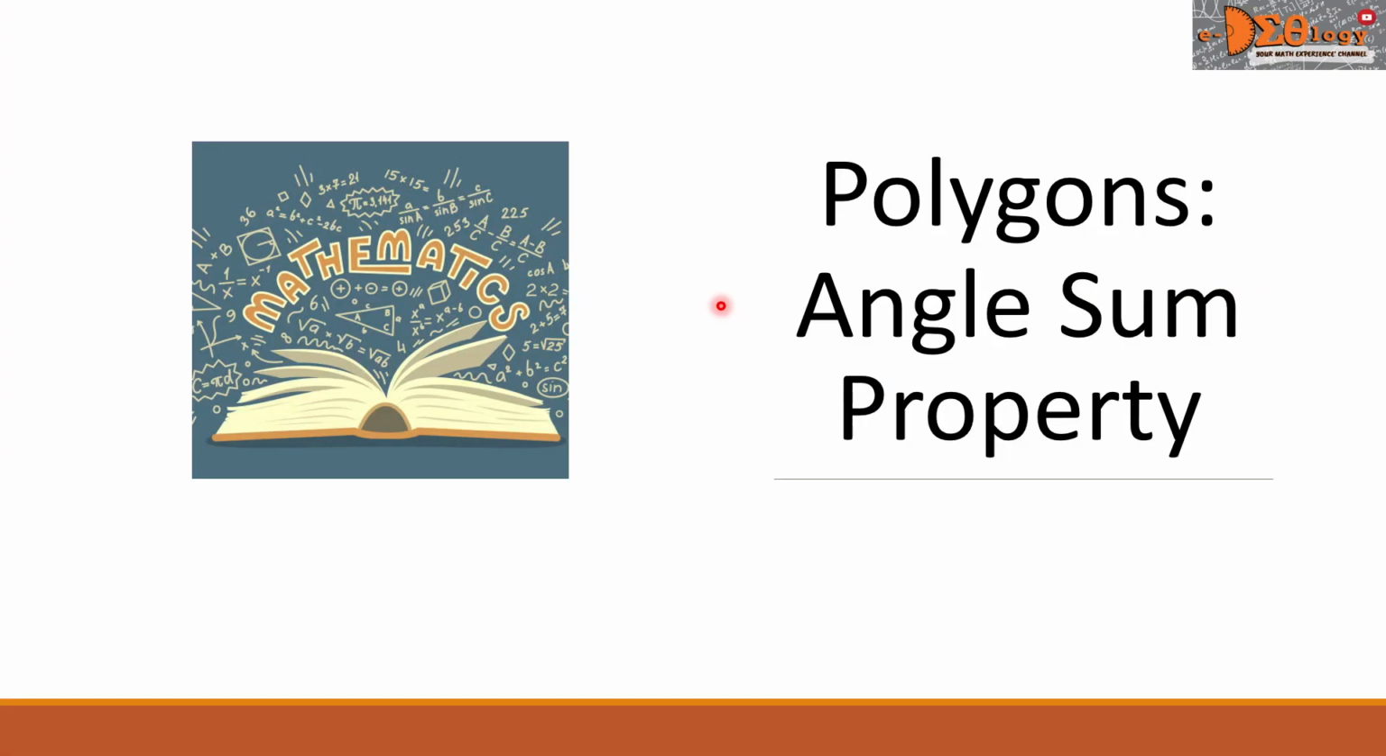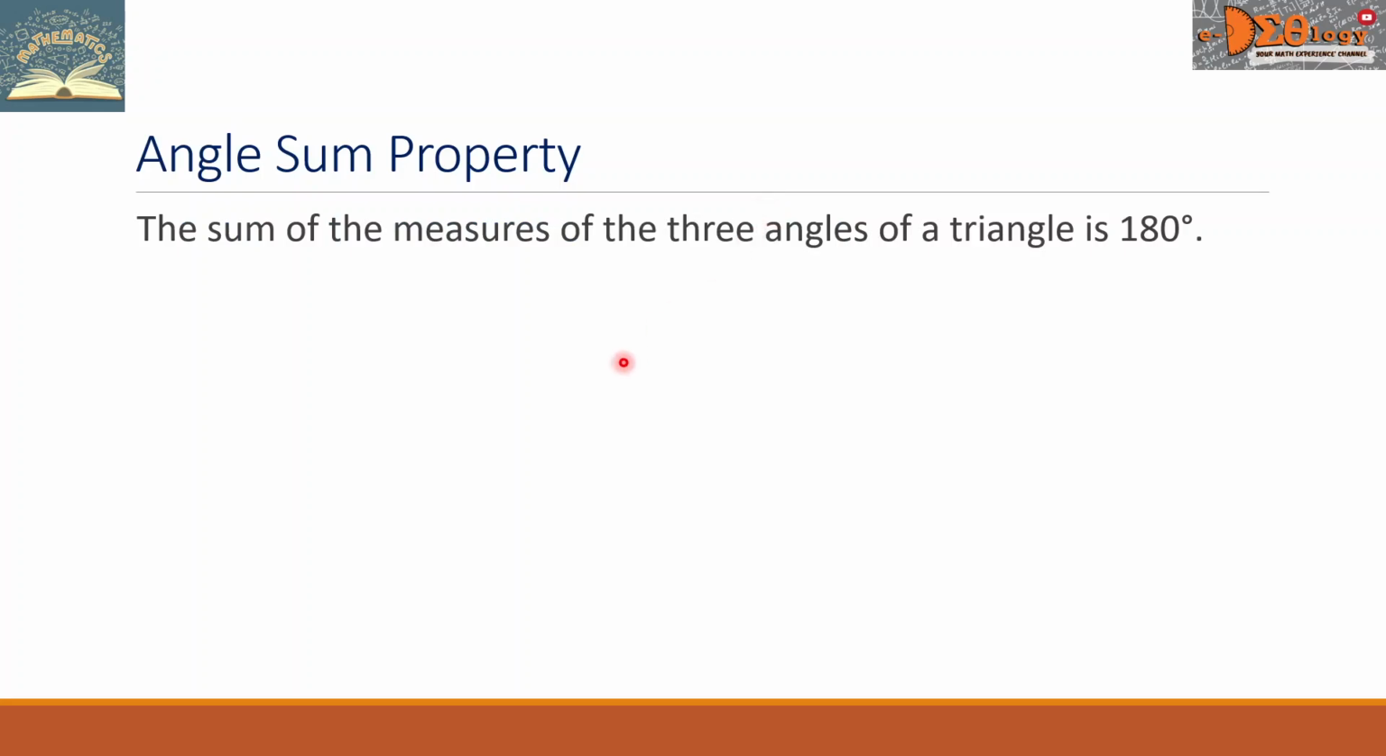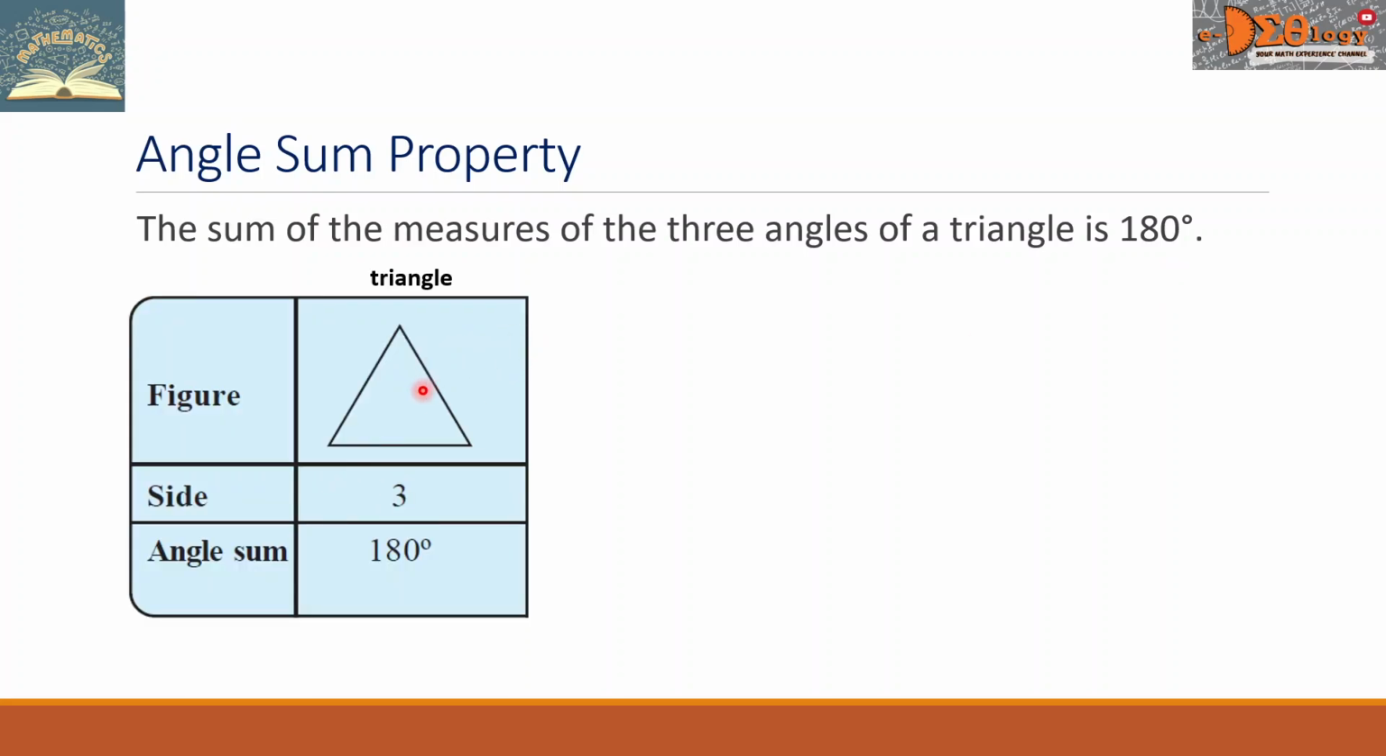Hi everyone. Today we're going to study angle sum property of polygons. We learned that the sum of the measures of the three angles of a triangle is 180 degrees. Let's put this in a table. This is a triangle. It has three sides and the angle sum is 180 degrees.